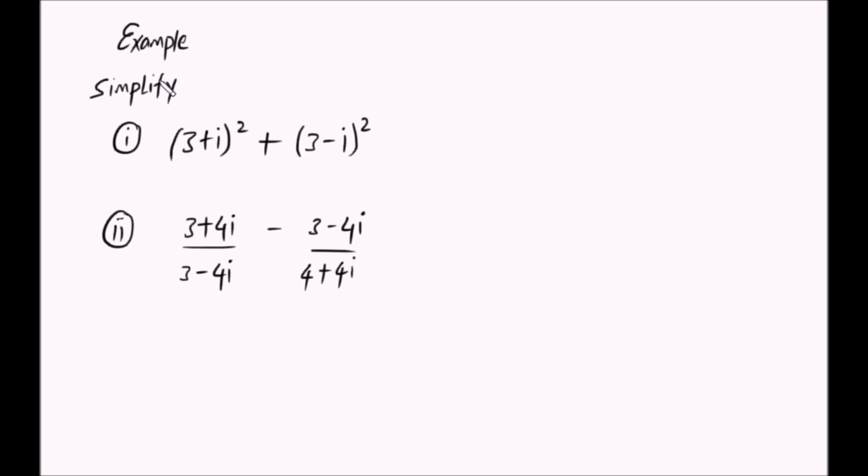So this is the other example. It says simplify. So we have Roman 1 and Roman 2. Roman 1 is (3 + i) all squared, plus (3 - i) all squared. Let's start with Roman 1. So we have (3 + i) squared plus (3 - i) squared.